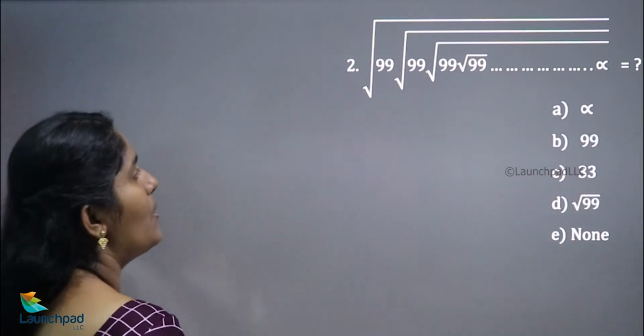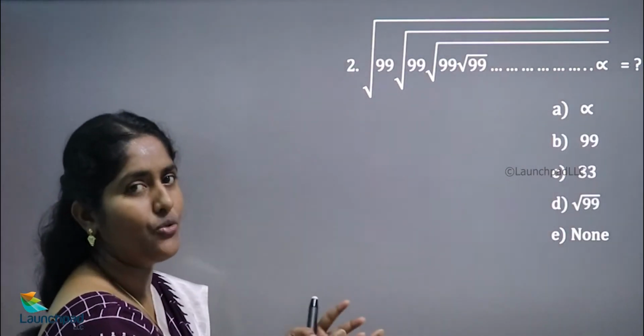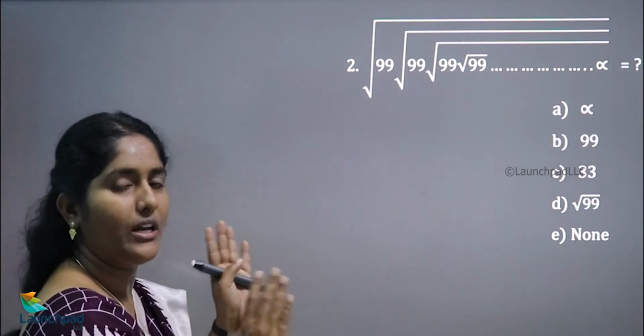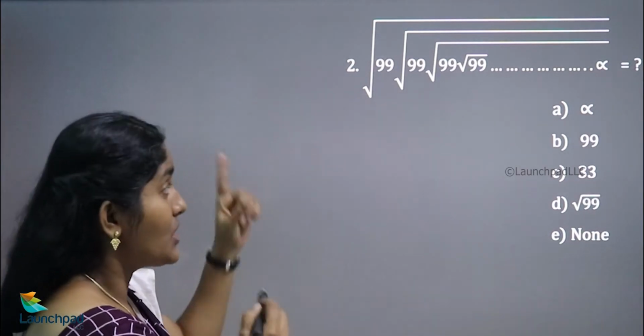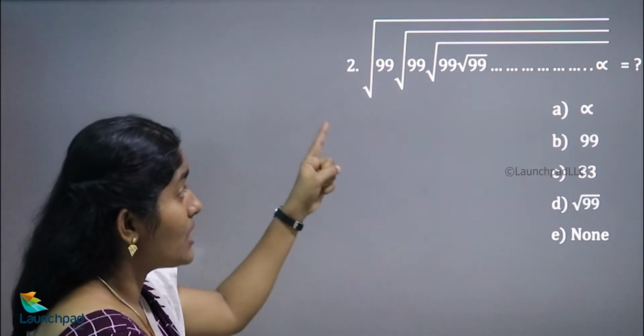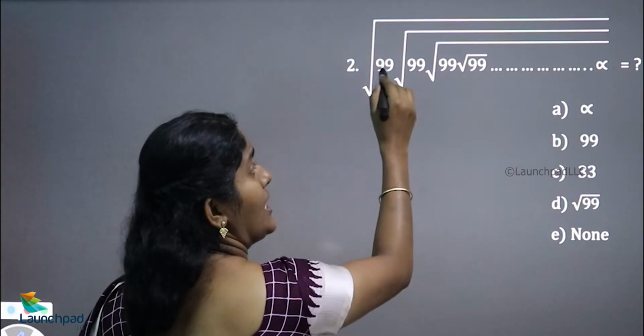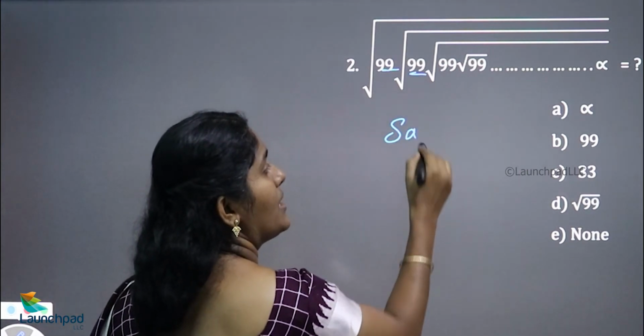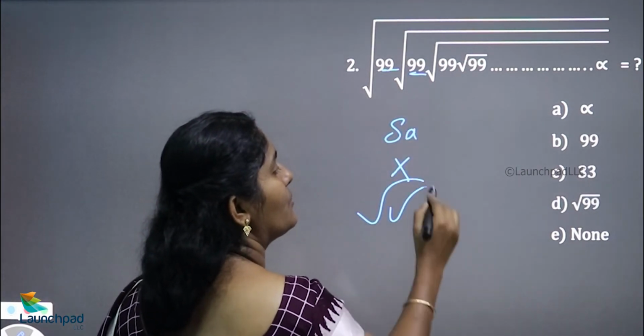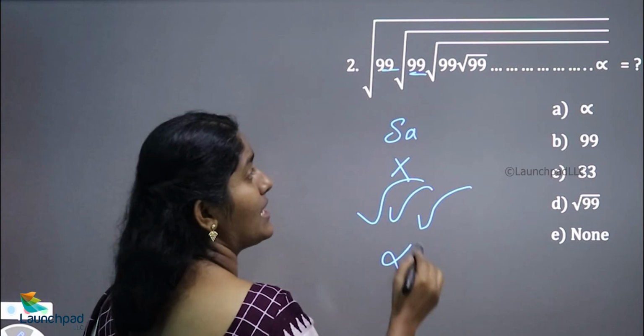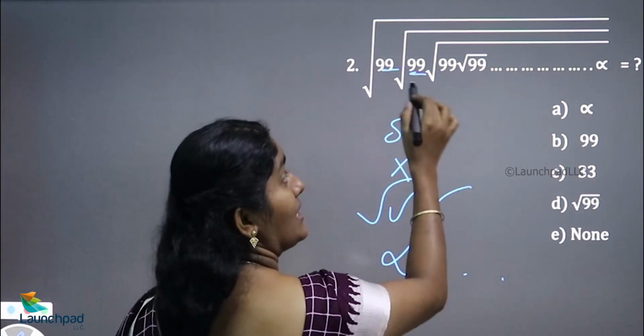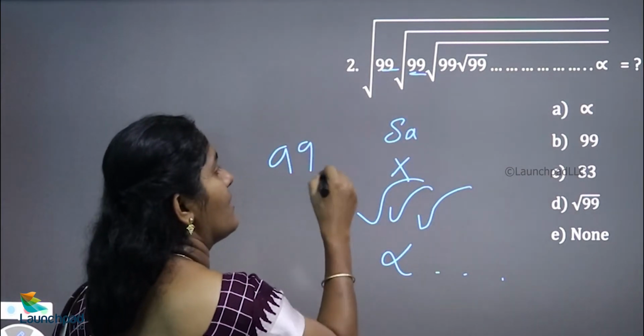Okay, now what is the answer for this? We are not doing the procedure, squaring on both sides and all. Just look at your question. Root of 99, root of 99, root of 99, root of 99. Same number, multiplication symbol, roots, and infinity symbols are there. So directly we can consider 99 as our answer.